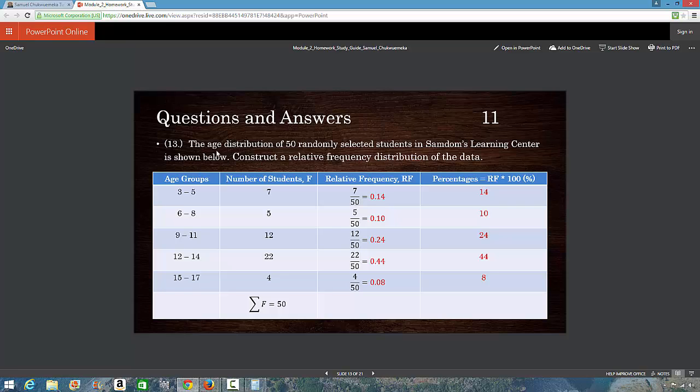Question 13. The age distribution of 50 randomly selected students in Samdom for Peace, Samdom's learning center, is shown below. Construct a relative frequency distribution of the data. So, the same thing we do, that is the same principle you use here. And if you want to find the percentages, all you need to do is multiply the relative frequency by 100% to give you the percentages.